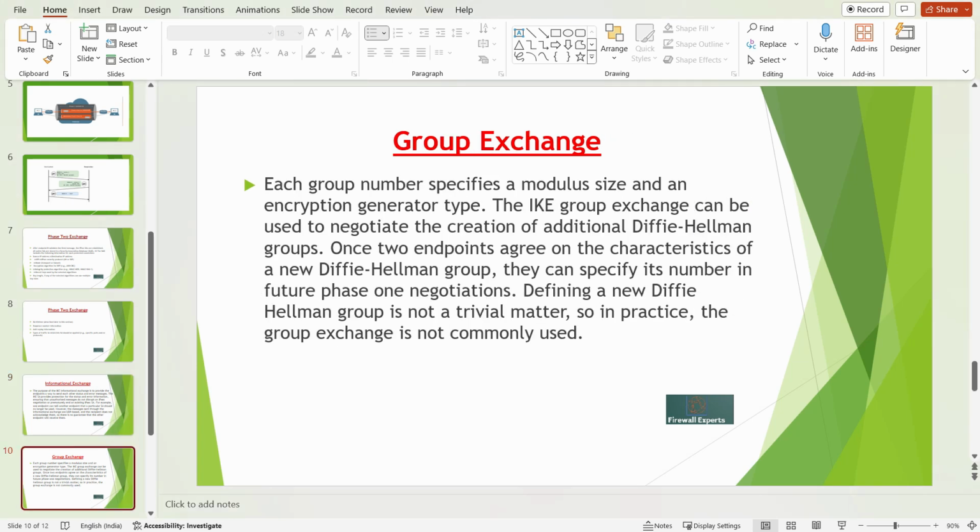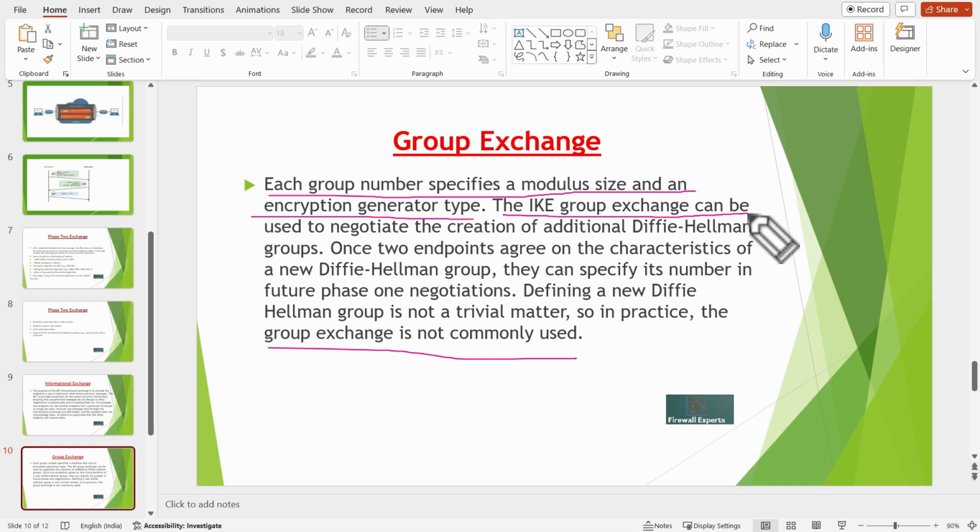Then there is the group exchange. This is also available, but it is currently not commonly used. I have taken it for general information purposes only. Each group number specifies a modulus size and key generation type. We already discussed that during the negotiation we exchange the Diffie-Hellman group, and using that Diffie-Hellman group they generate a key. That process is what we call the key generation type.